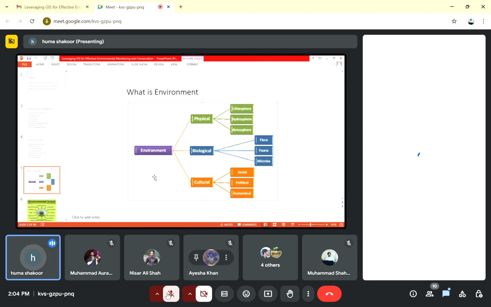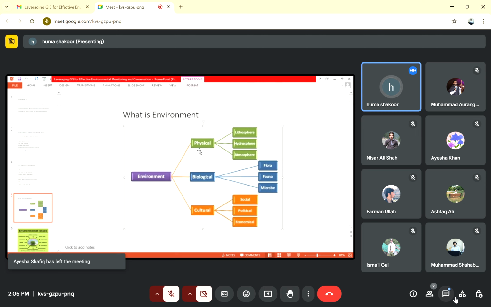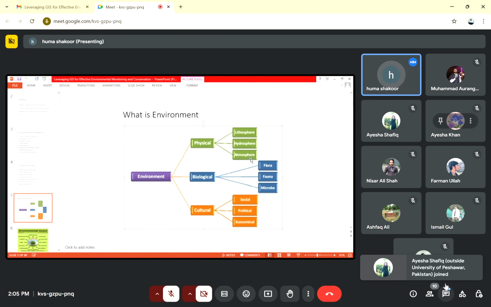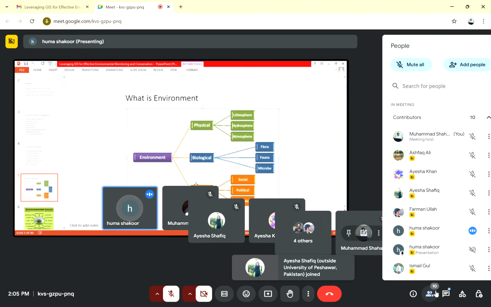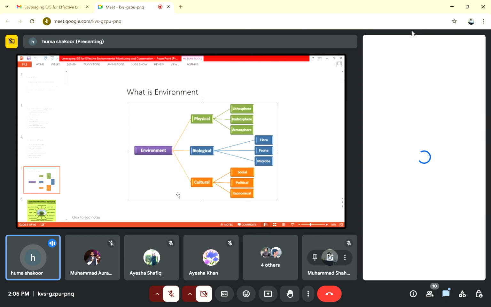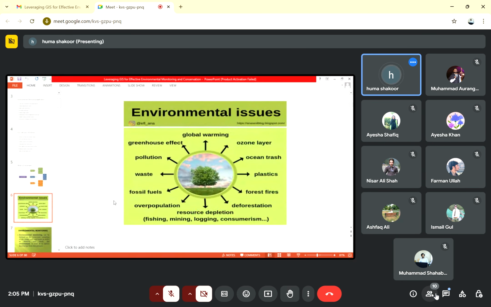Okay, thank you. The environment is divided into two major components: the biotic and the abiotic. The biotic component is the biological component, including flora, fauna, and microbes, that is, microorganisms. We mostly focus on these two for monitoring through GIS and remote sensing. The abiotic components are the lithosphere, hydrosphere, and atmosphere. We also have to monitor the cultural side, the social activities, political activities, and economic growth of countries, through GIS and remote sensing.